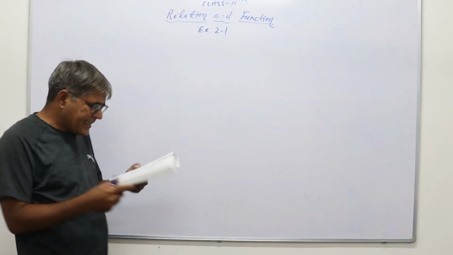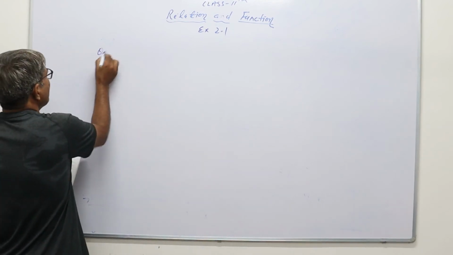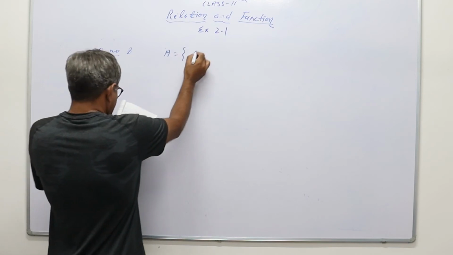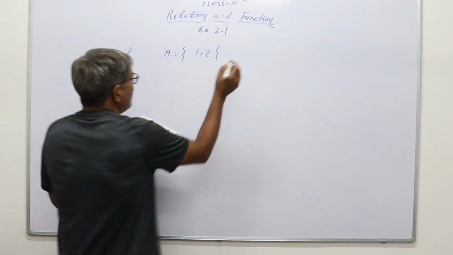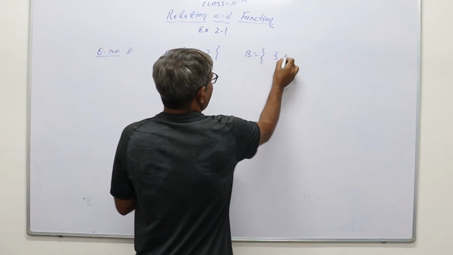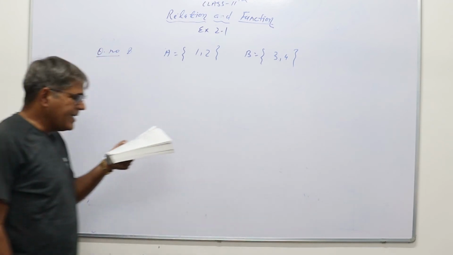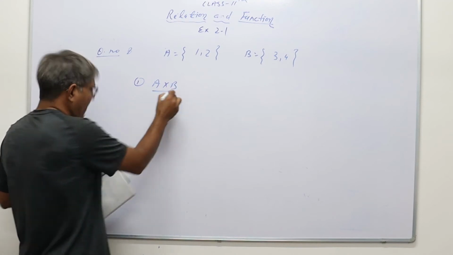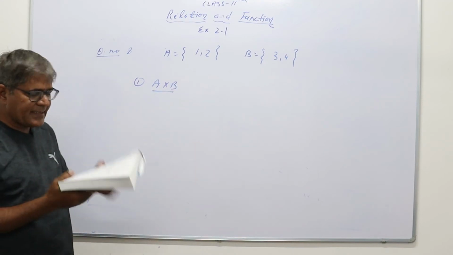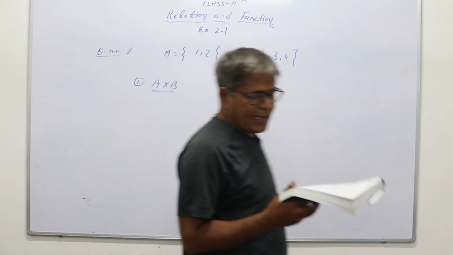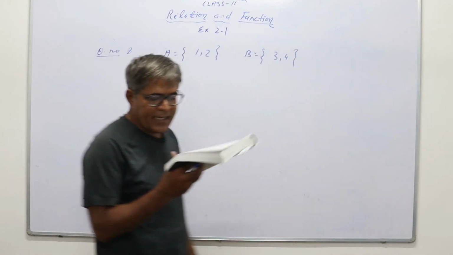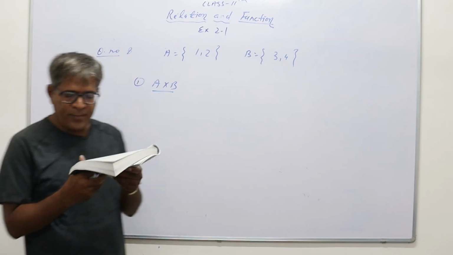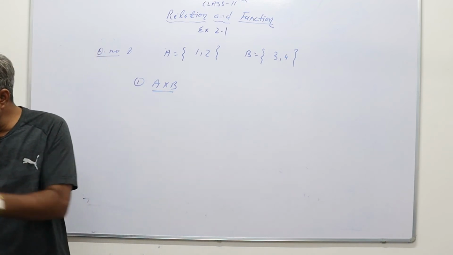Question number 8 is: the set A is given having elements 1, 2 and set B is given having elements 3, 4. Write A cross B. First what we have to find? We have to find A cross B, right? How many subsets will A cross B have? List them.